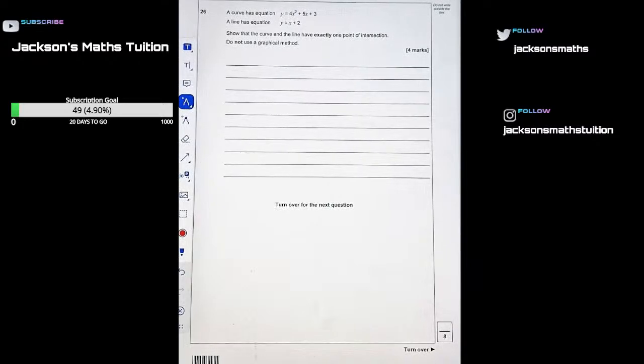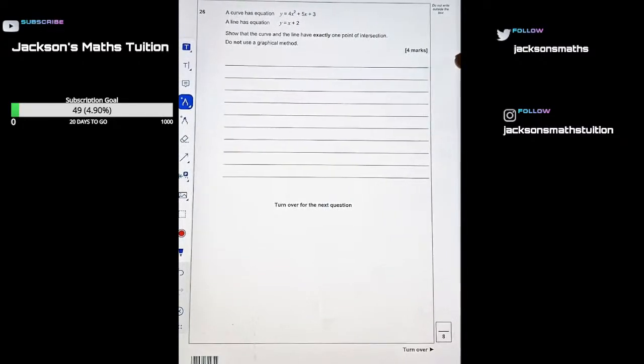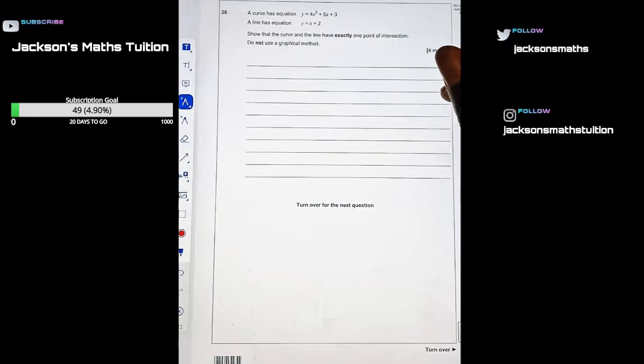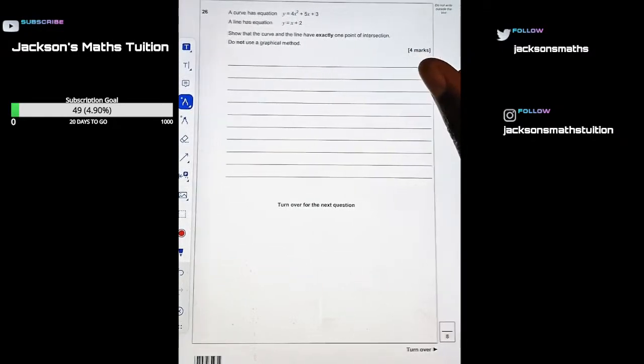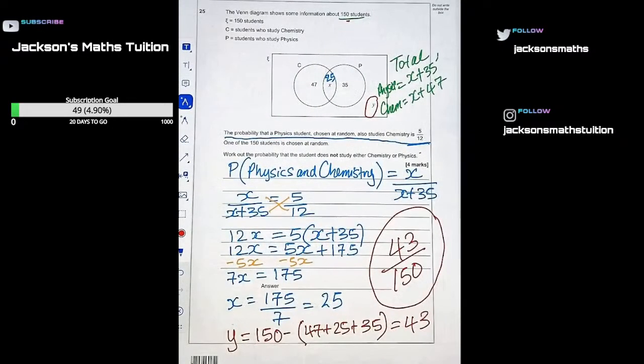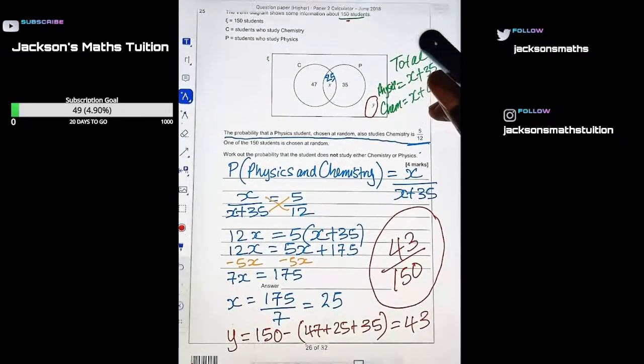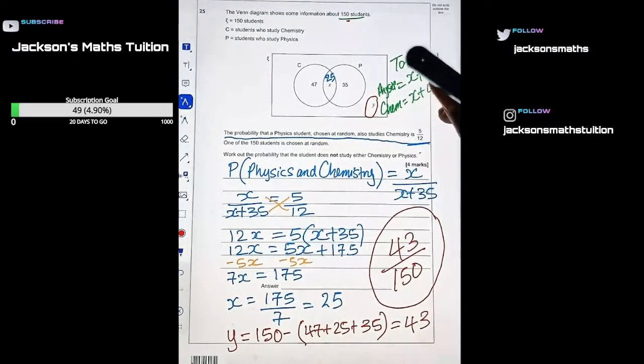How do you find revision for this topic? This is AQA. Just go on the Maths Genie website and you can look up probability, the harder probability questions, and with Venn diagram. Look at Venn diagram, probability.